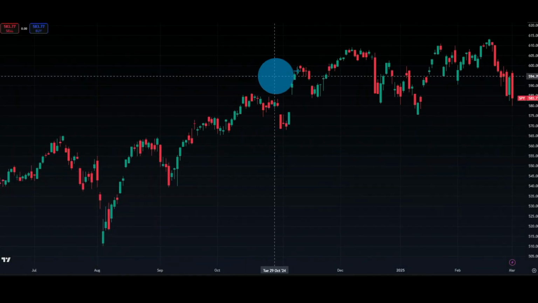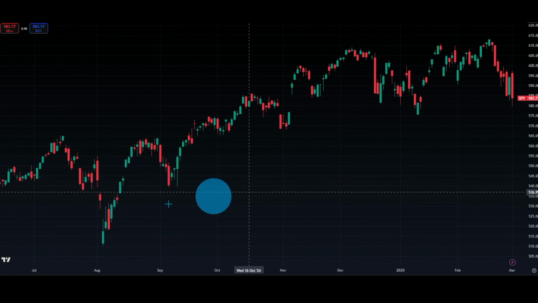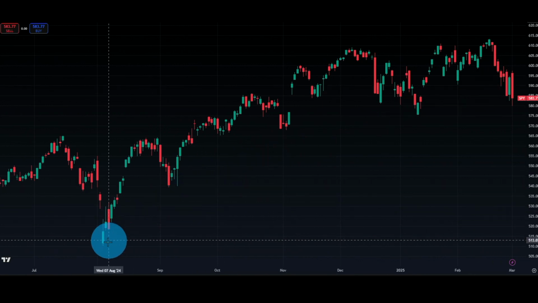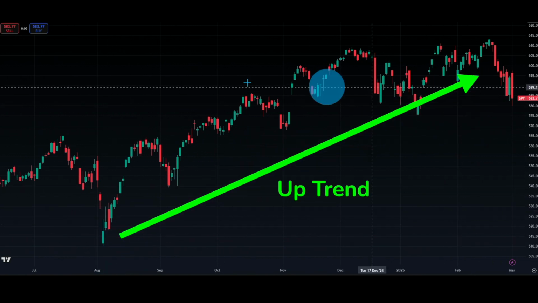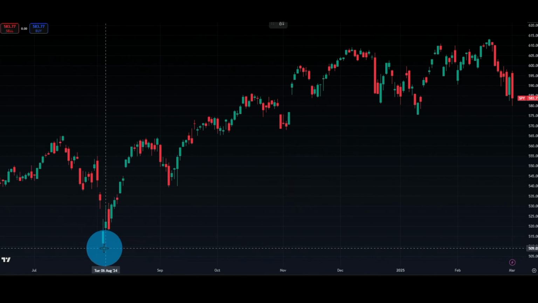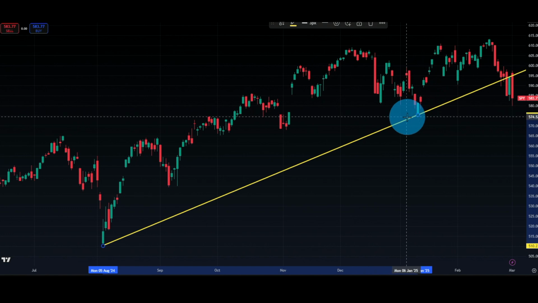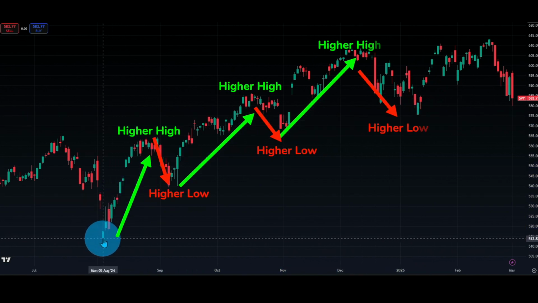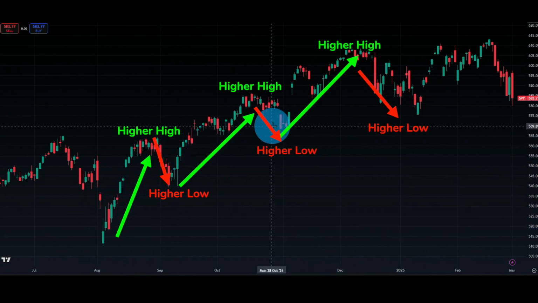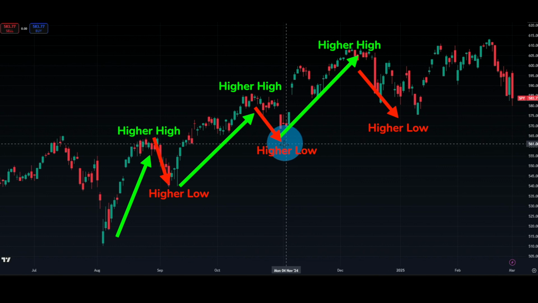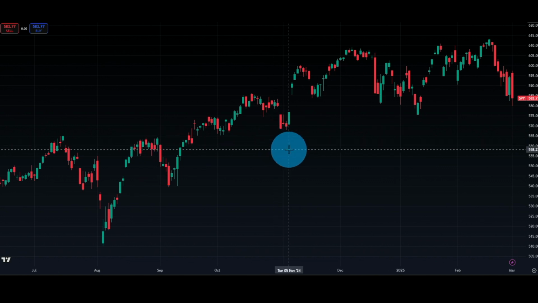Let's look at this chart of the S&P 500. By looking at this chart, we can clearly see that we are in an uptrend. Now I can also bring a trend line here, and I can see that we are in an uptrend. I can also say that we are doing higher highs, higher lows, so that also means we are in an uptrend. Also, I can identify some pockets where the volatility is high.